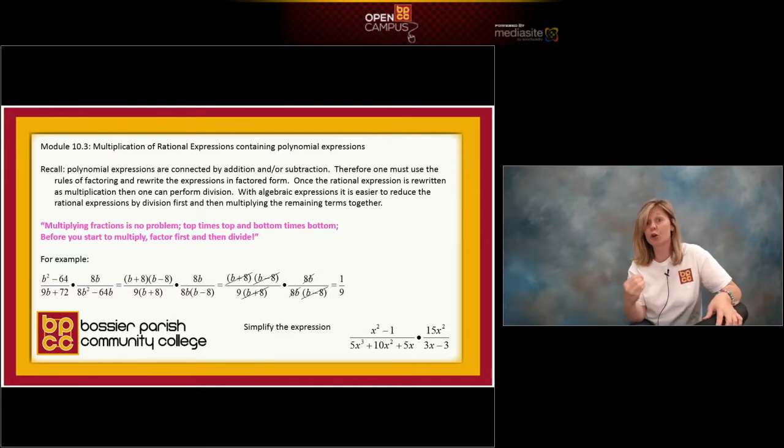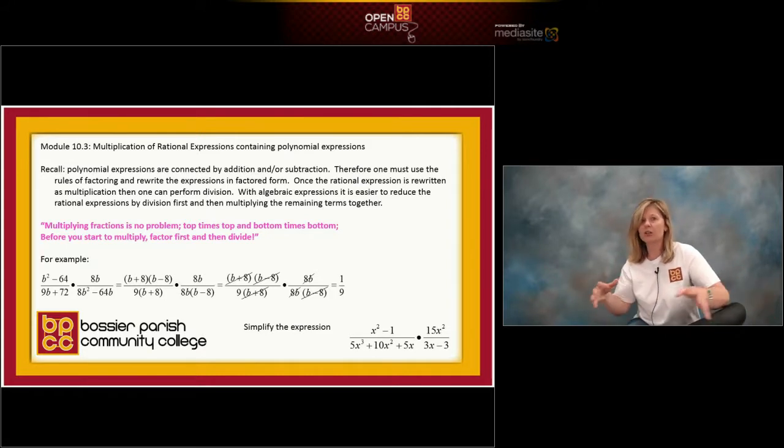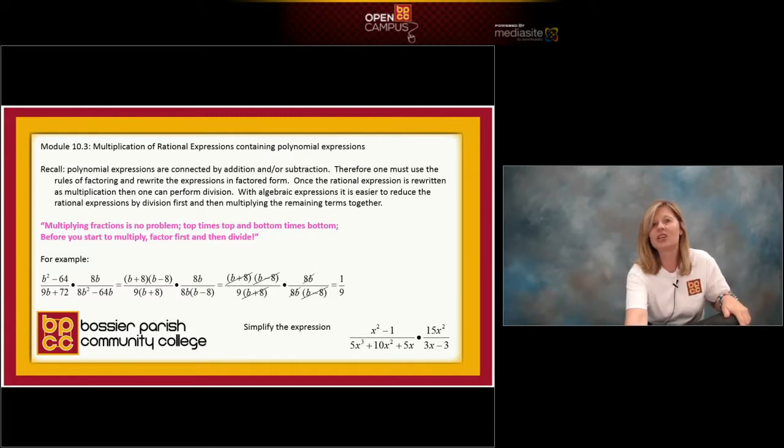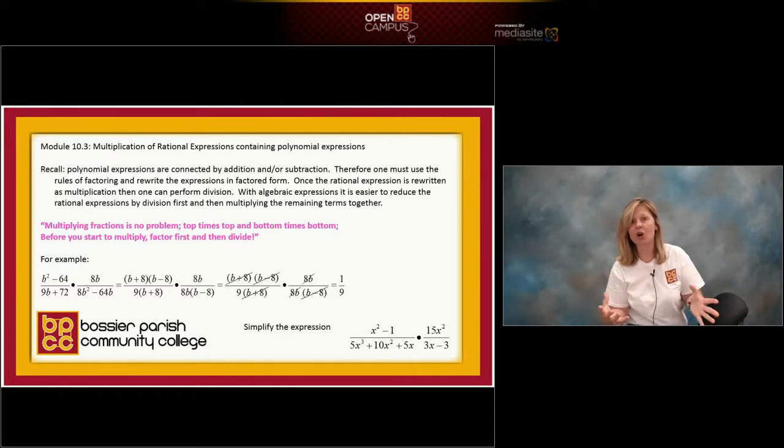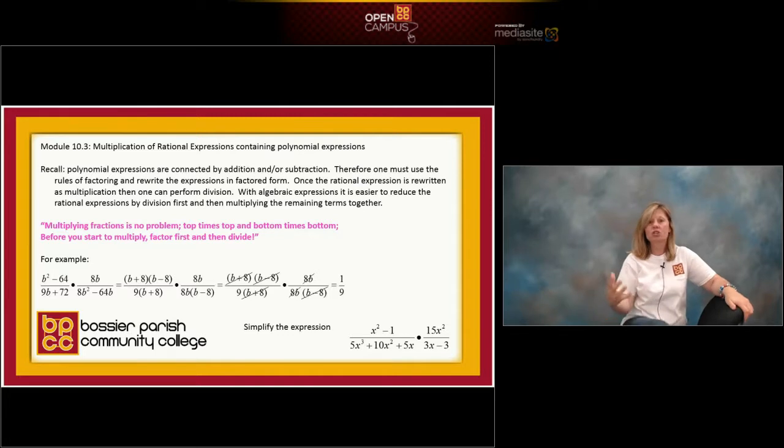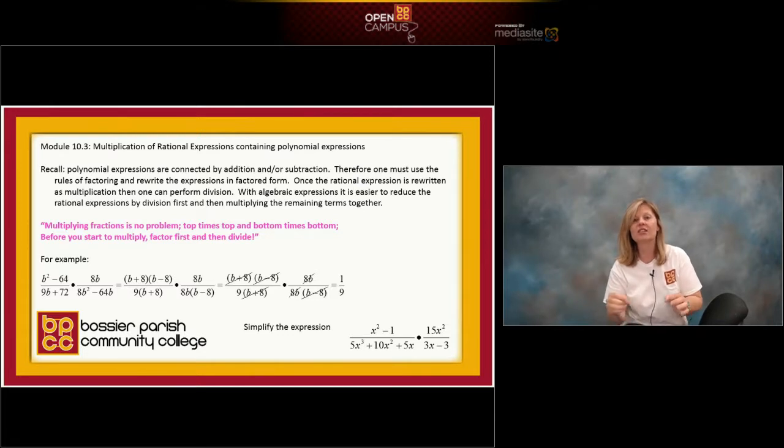So now that we're going to be doing true algebra, we're going to multiply rational expressions, fractions that are all algebraic. They have monomials, binomials, trinomials in them. You're not going to be able to divide first because you're going to see adding and subtracting symbols. So we're going to have to go through our rules of factoring, factor our polynomial expressions, rewrite them as multiplication, and then we can do our canceling, our dividing. And then what's left over, we'll multiply across. So the song is real simple. Multiplying fractions is no problem. Top times top, bottom times bottom. Before you start to multiply, factor first, then divide.